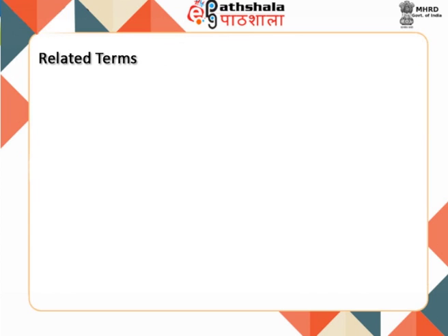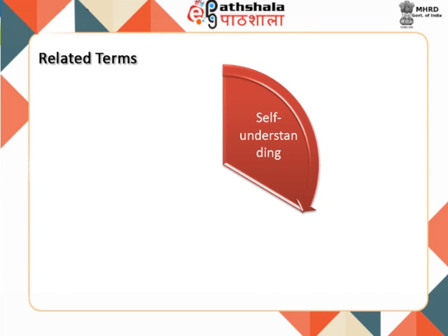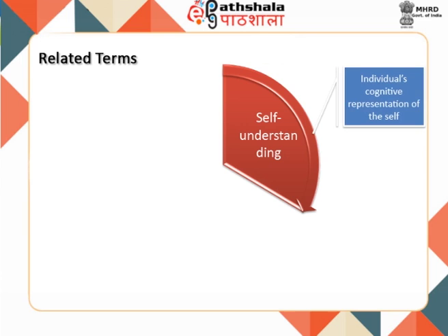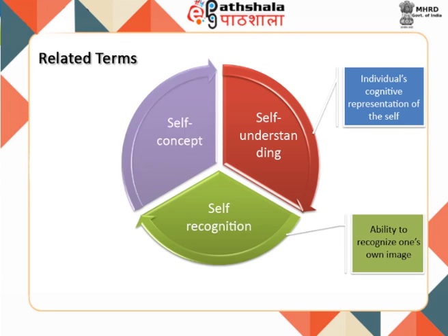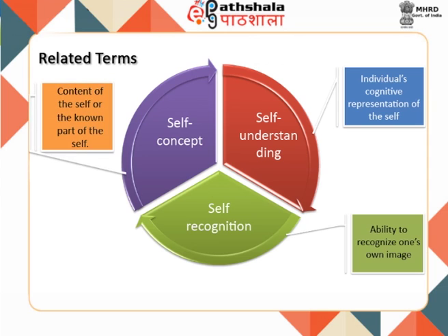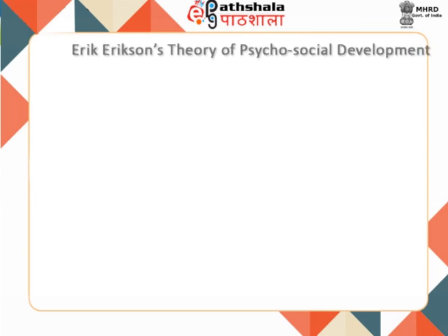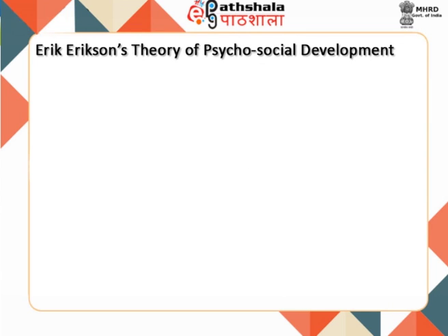The other related terms that define personal identity are: self-understanding. It is the individual's cognitive representation of the self. Self-recognition. It is the ability to recognize one's own image. Self-concept. It is the content of the self or the known part of the self. Erik Erikson's theory of psychosocial development explains how variations in identity status occur throughout development.